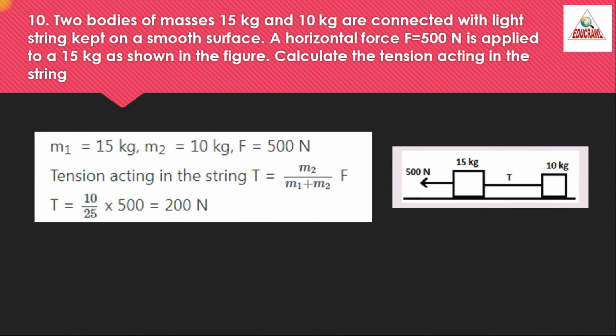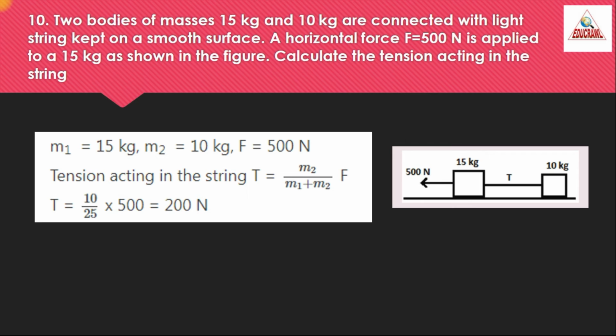The 10th problem. Two bodies of masses 15 kg and 10 kg are connected with a light string kept on a smooth surface. A horizontal force F is equal to 500 Newton is applied to the 15 kg mass as shown in the figure. Calculate the tension acting in the string.